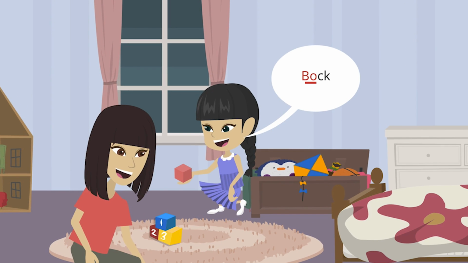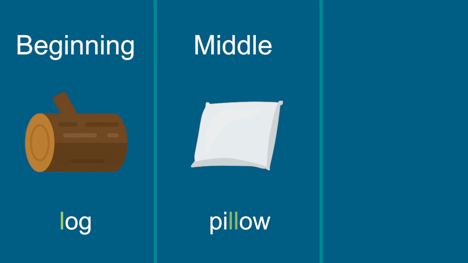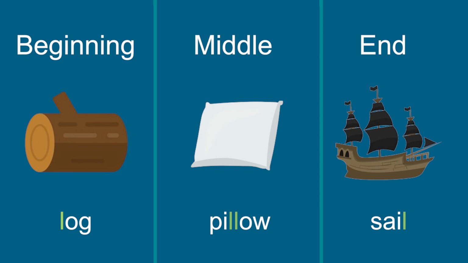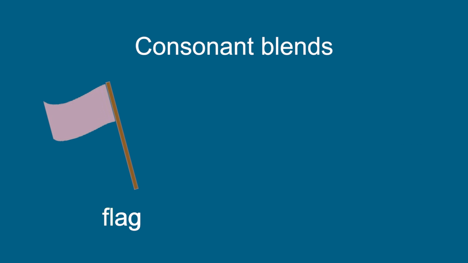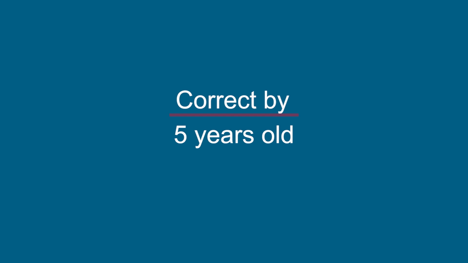Your child might have difficulty with this sound at the beginning of words, like "log", or in the middle of words, like "pillow", or at the end of words, like "sail". "Ul" can also occur as part of a consonant blend, like in "flag" or "glass". A consonant blend is when 2 or 3 consonants are beside each other and blend together. Your child may have difficulty with this as well. Most children can make the "ul" sound correctly by 5 years of age.